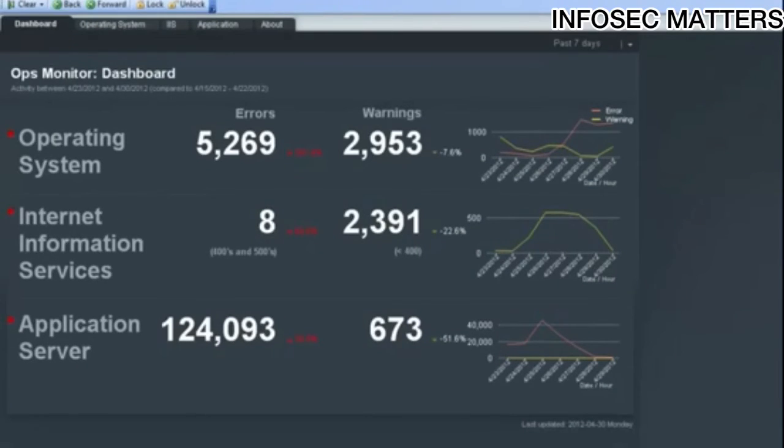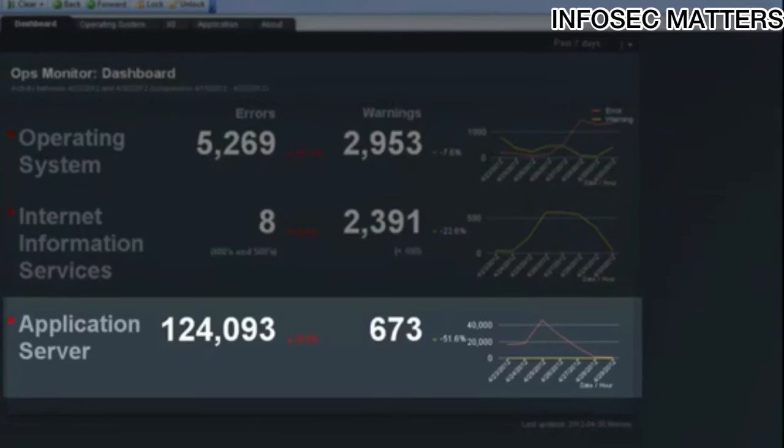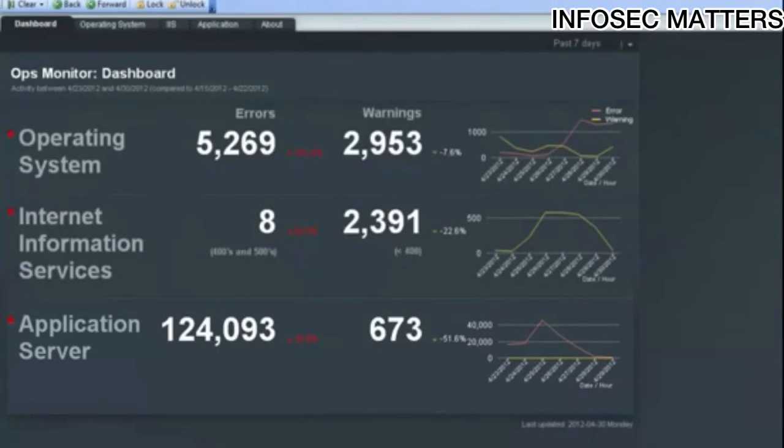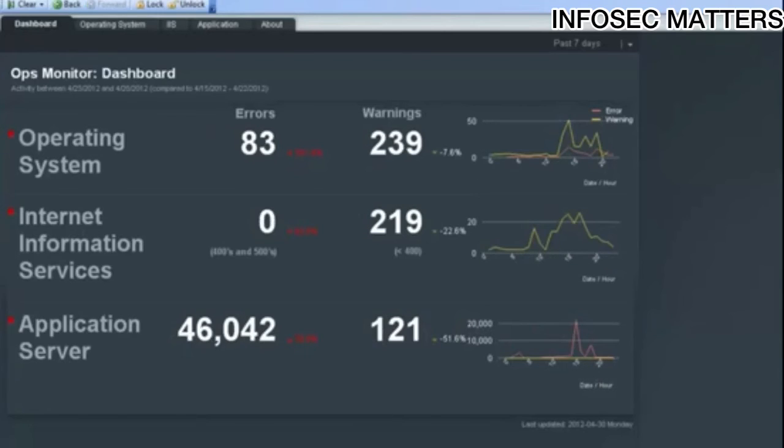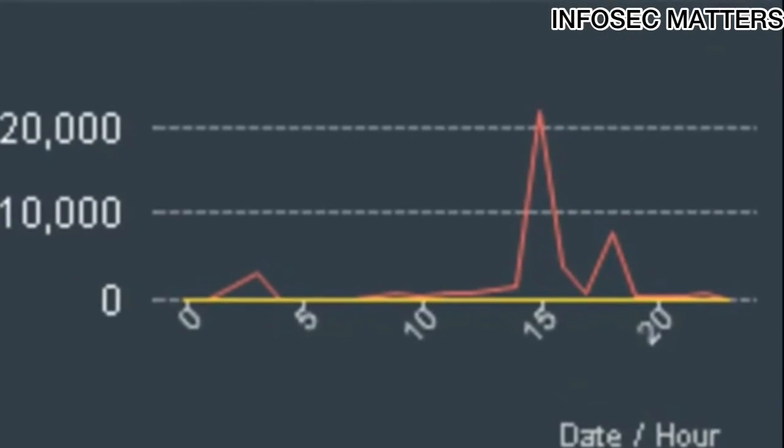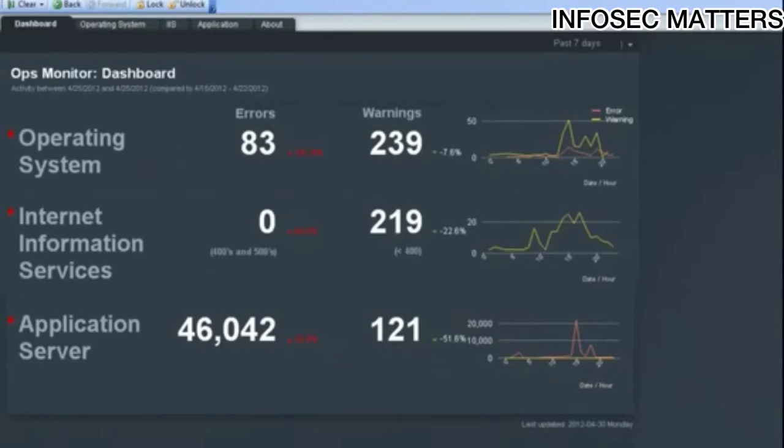Moving down to the application server section, I can see a spike in errors on April 25, 2012, and then a steady decrease since then. I can see that the errors in this past week are up 30.9% since the previous week, and the warnings are down 51.6%. If I drill down on April 25, 2012, I can see there is an increase in errors around 3 p.m. and again around 5 p.m. before everything settled down again.